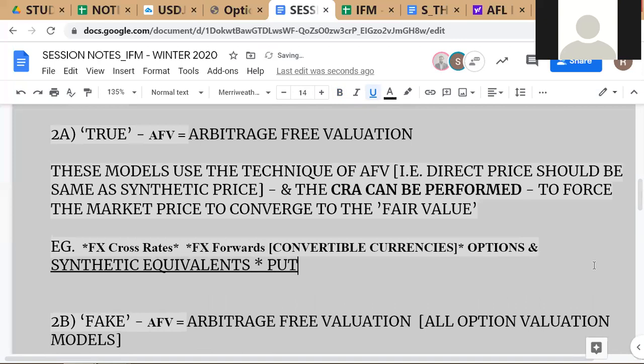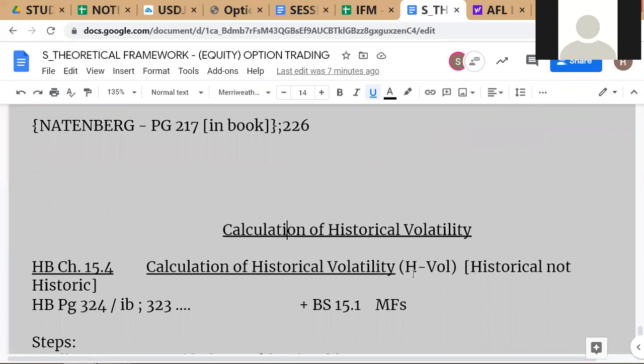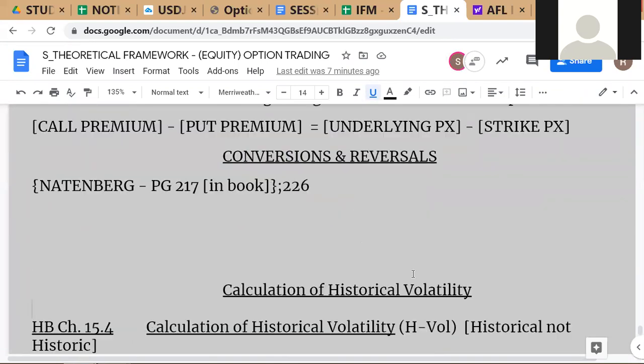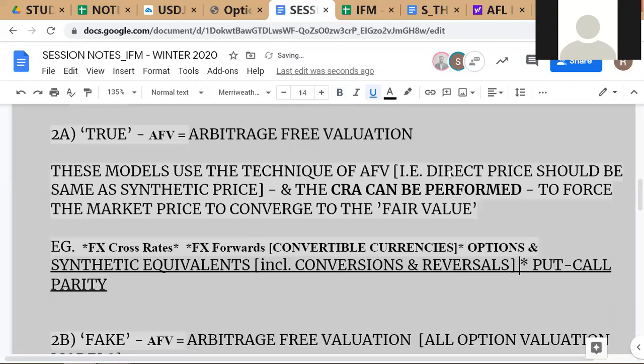Put call parity is a true AFV relationship in the sense that if the rates go out of line, you can actually do the arbitrage. So these are all examples, options and synthetic equivalents, including some of the ones that you will do later, which is conversions and reversals. These are specific names that we have, which you will quickly cover. We don't need to say it, but because these are special names, including conversions and reversals.